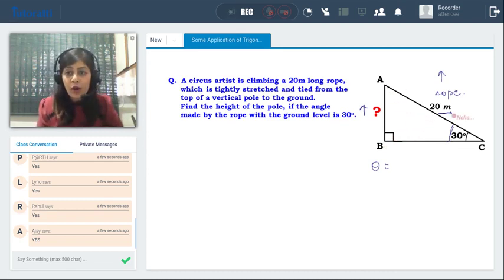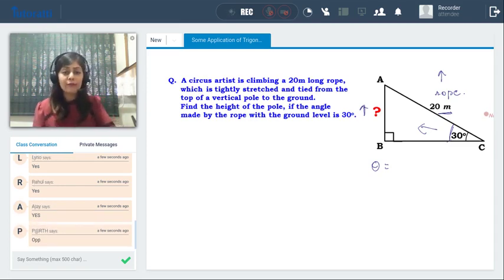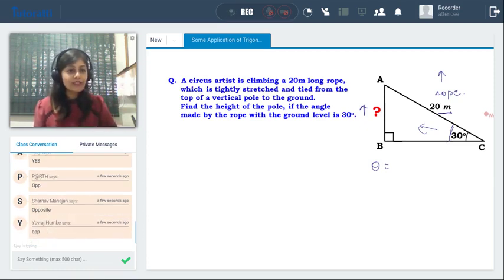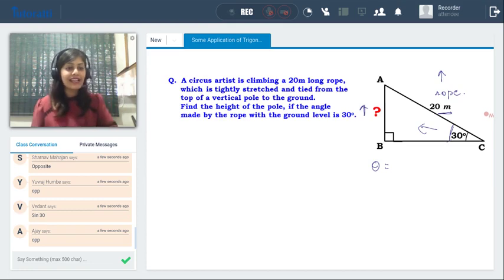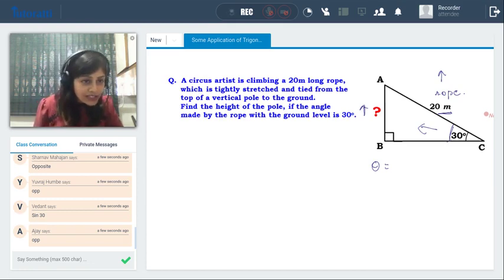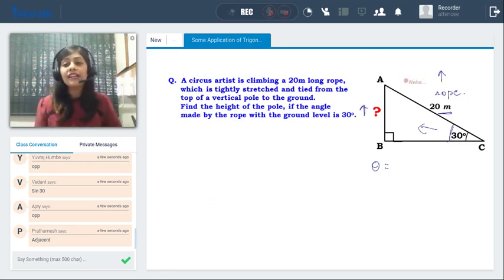Students, pay attention. For this theta, what kind of side is AB? Quickly. For theta, AB is which side? You have only three options. It's either opposite, adjacent, or hypotenuse. Okay, all right, I'm getting answers. Yes, thank you so much, people. Yuvraj, Vedant, Ajay, thank you so much. Others as well. Yes, Sharnav and Parth. Yes, it's the opposite side.